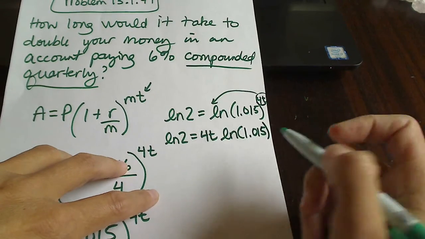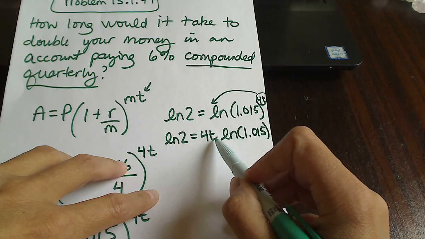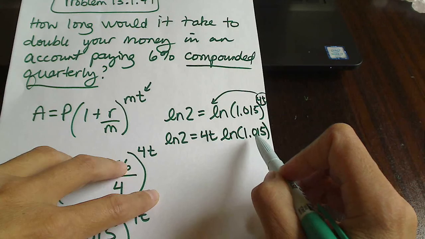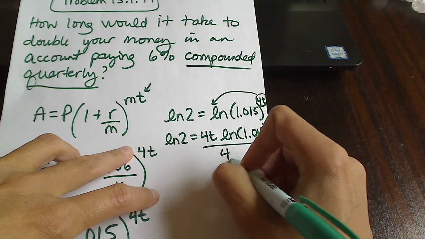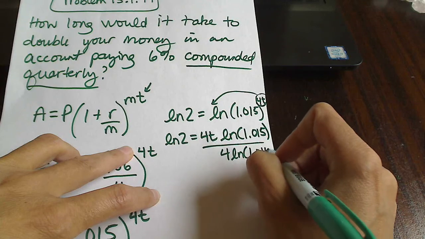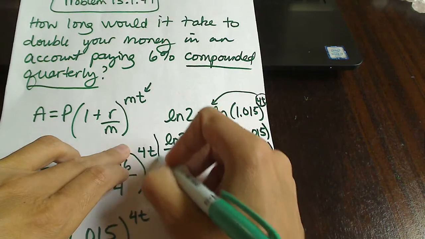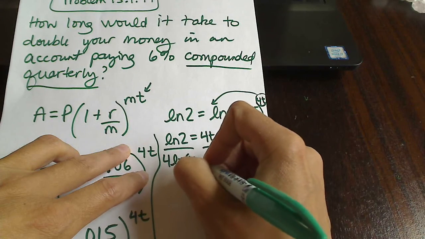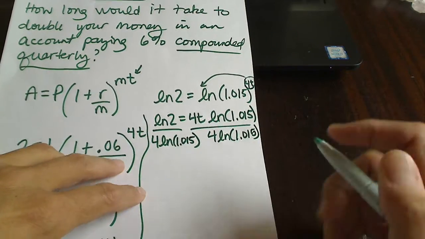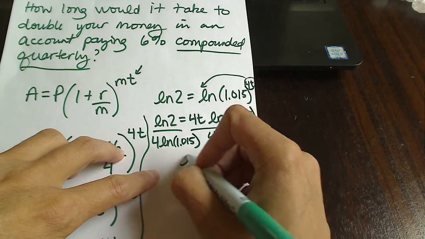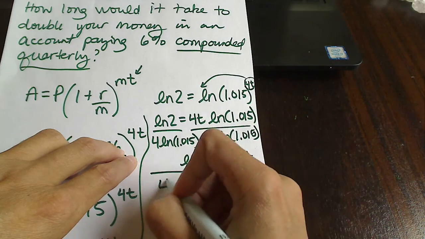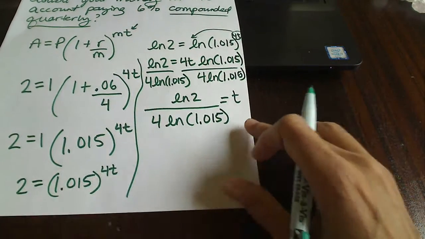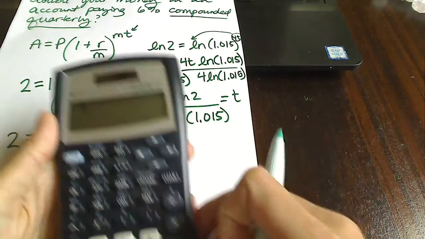Okay. And so now we're just solving for t. All of this is a product, so I'm going to divide by the 4 and the ln of 1.015 on both sides. This is a little scrunched here. But anyways, our t here is going to be equal to the ln of 2 over 4 times the ln of 1.015.